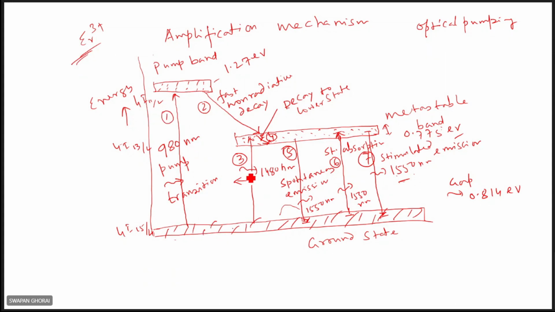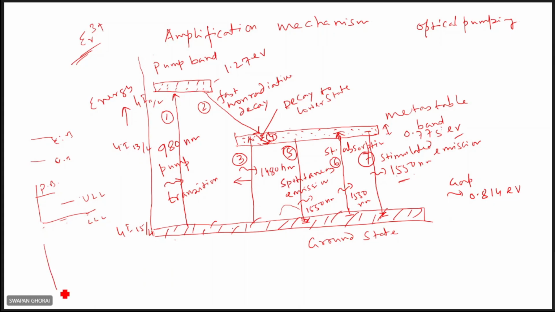There is a ground state, this is the metastable state, and this is the pump band. How are 3 levels and 4 levels distinguished? A 2-level system is just valence band and conduction band. A 3-level system, very similar to this figure, has a pump band, next an upper lasing level, and then a lower lasing level. Here, the lower lasing level is the ground state. This is the ground state, this is the pump band, and this is the upper lasing level.